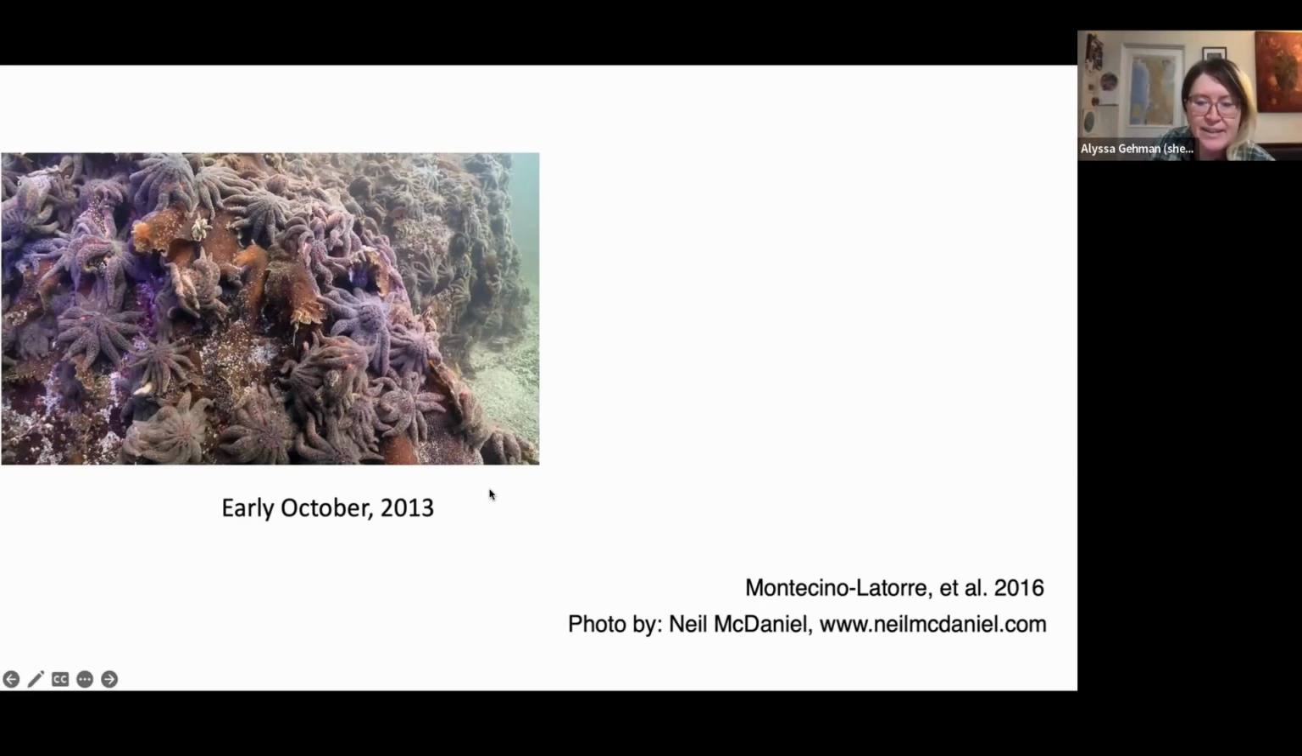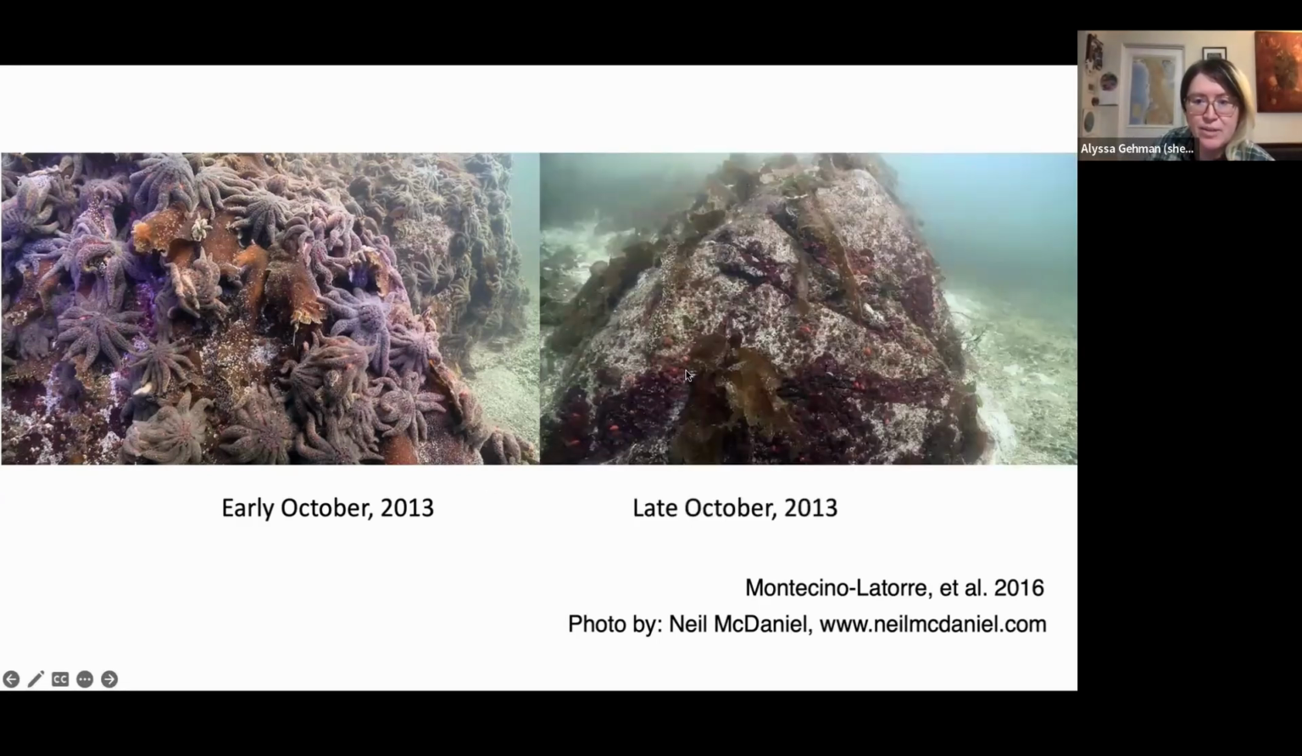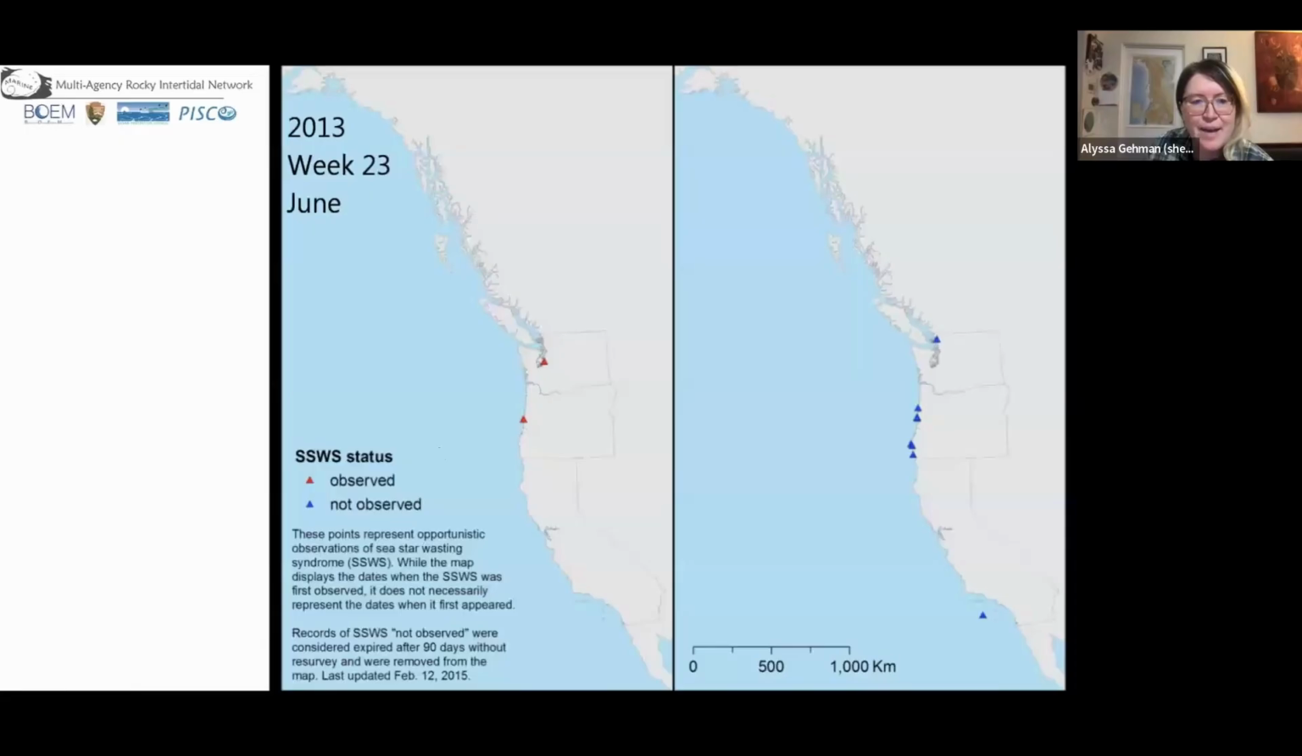But what we did find out was that later in October, just a few weeks later, there was massive die-off. So we went from having just the whole ground covered in these sunflower stars to none of them, which is an incredible and really upsetting change. And this happened not just in that one location, but after we saw those observations.